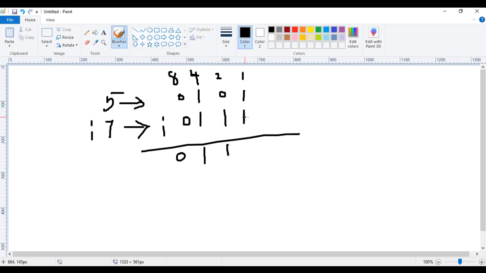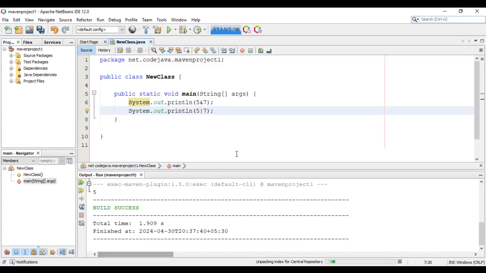If both bits are 0, 0. Otherwise 1. We get 1, 1, 1. What is 1, 1, 1? 1, 1, 1 is 7, guys. So what output do we get? We get 7. Let's see whether we get 7 or not. I run this code. You see that we got 7 as the output, guys. So that is how the bitwise OR operator works.